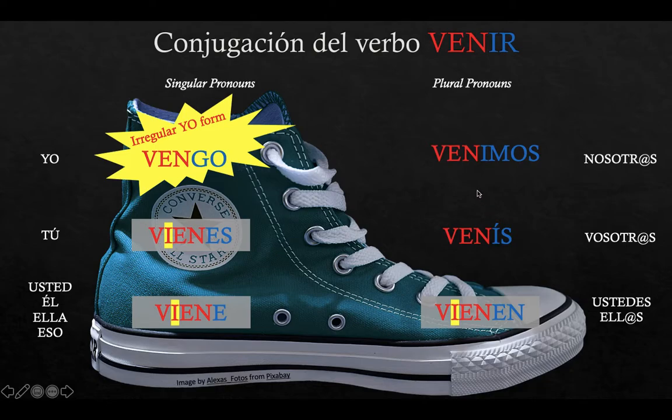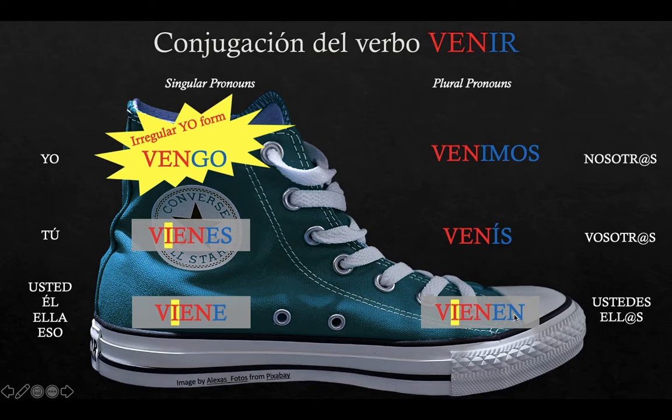Now we have the nosotros and vosotros form that you know is always different. In the nosotros and vosotros form, we are going to keep the same stem, and we're going to use the conjugation for the IR verbs. In this case it's imos, and in this case it's is. So to sum up, it will be yo, in the irregular yo form, vengo, tú vienes, usted viene, él viene, ella viene, eso viene. Then nosotros y nosotras venimos, vosotros y vosotras venís, ustedes vienen, ellos vienen, ellas vienen.